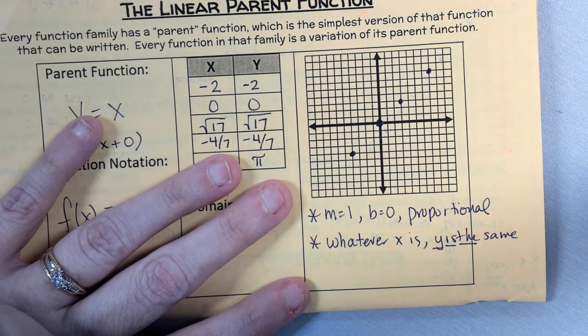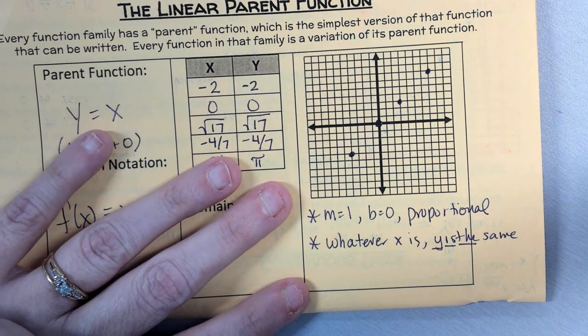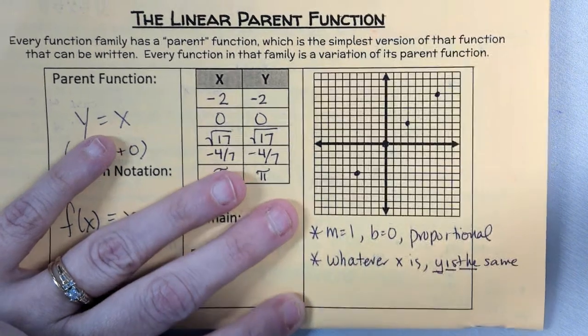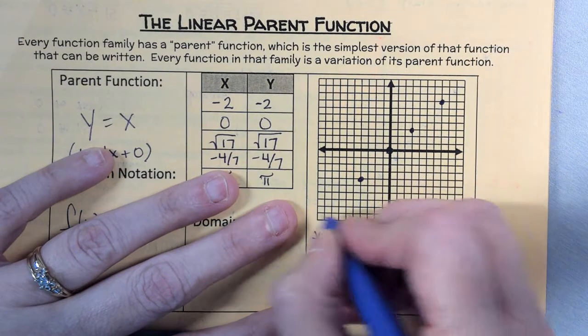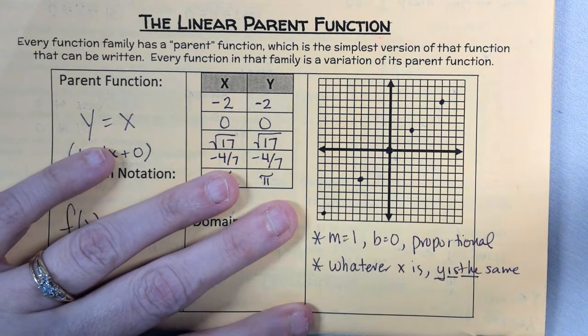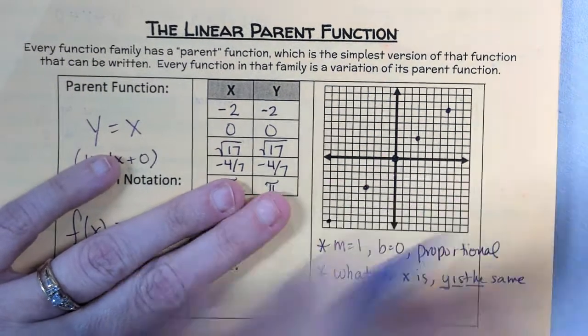And what if x was, I'm not going to do any fractions because I'm not here for that. What if x was negative 9? But if x is negative 9, then y would be negative 9. So I've got a point there.